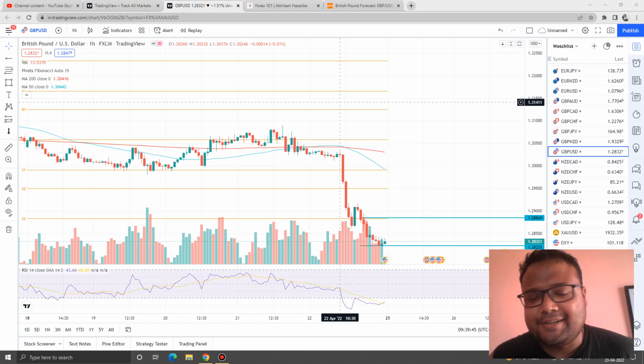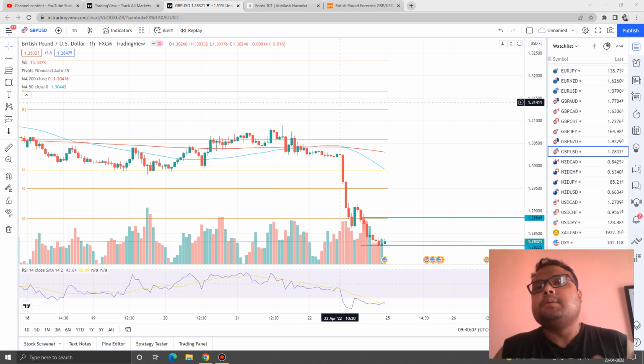So let's get started. This is a 1 hour chart of GBPUSD in front of us right now. As we all know, there was a huge fall on the chart of GBPUSD yesterday. On Friday morning, various reports came out regarding the retail sales, manufacturing output, and all the reports pointed towards pressure on the economy. As a result, we saw a heavy fall on all the GBP pairs.